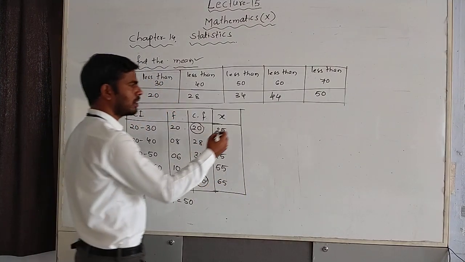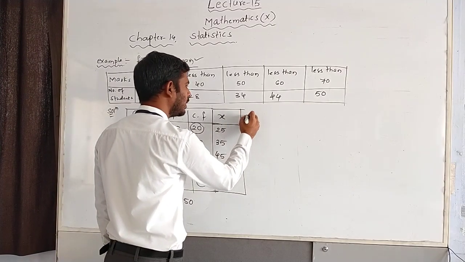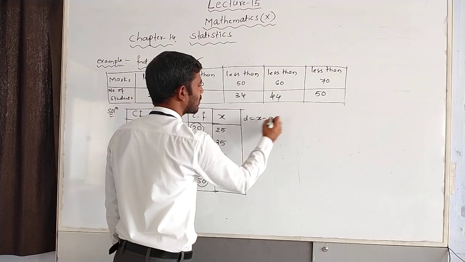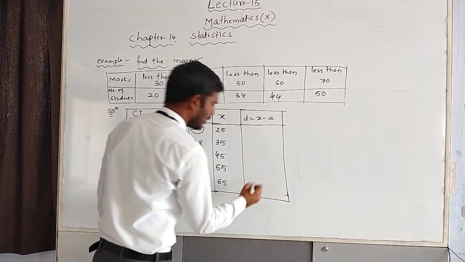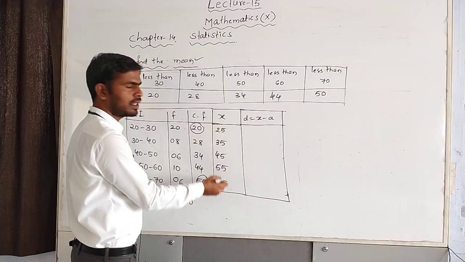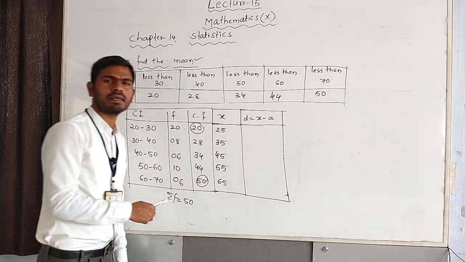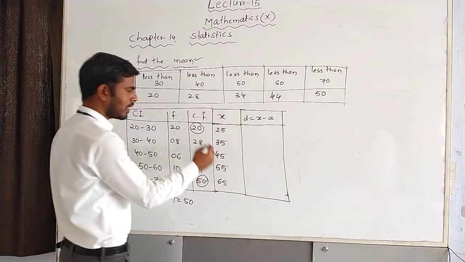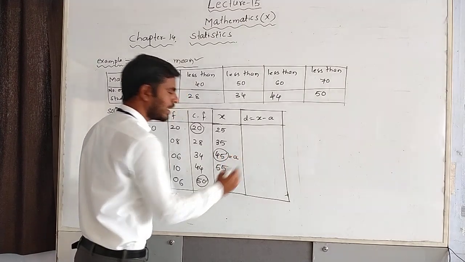Next, I am using the assumed mean method. So you have to find D. The D formula is class mark minus assumed value, so x minus a. For the assumed value you take the middle value of the class mark, or any one of the class marks, and you will get the same answer. So I am considering the middle value of the class mark as a.